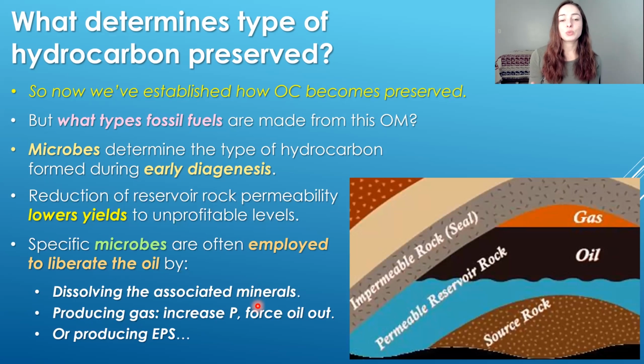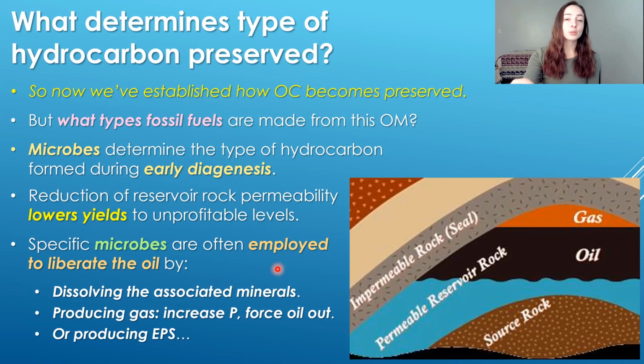So why is this reduction in permeability important? Well, as we can see in this figure, the permeable reservoir rock, as shown in the center with the water, oil, and gas here, needs to be pretty permeable so we can actually extract what's in it. If the permeability is reduced, then our yields upon extraction become pretty low, to the point that they're unprofitable.